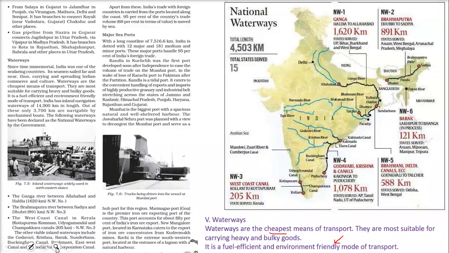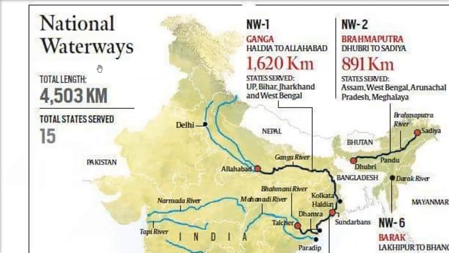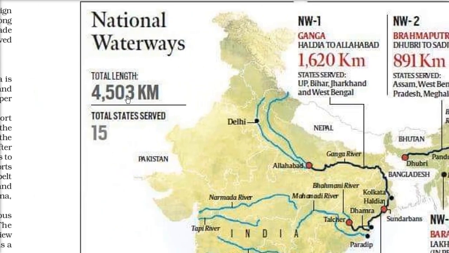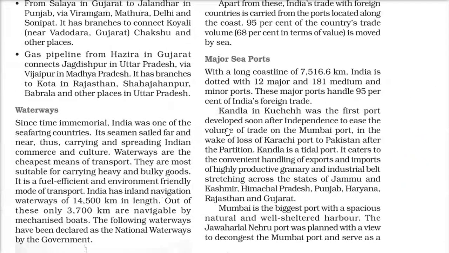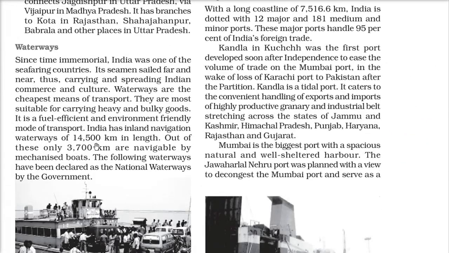So let me show you here. These are the national waterways, and they are named properly. Like NH, national highways, we have national waterways also. The national waterways are around 4,503 kilometers, but in total we have 14,500 kilometers of inland navigation. So in all we have 14,500, but the national waterways we are talking about consist of around 4,500.